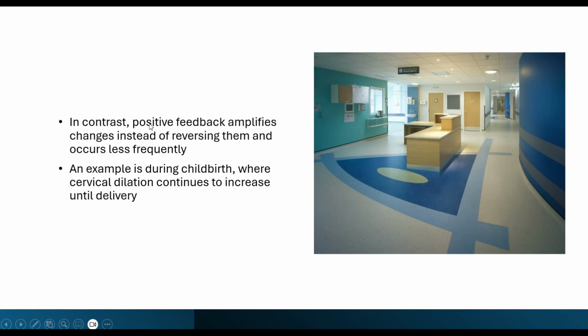In contrast, positive feedback amplifies changes instead of reversing them and occurs less frequently. For example, in childbirth, the cervical dilation continues to increase until you're born. It doesn't increase and then stop. The body doesn't realize it needs to stop that. It just keeps going, keeps increasing. So that's an example of a positive feedback loop.